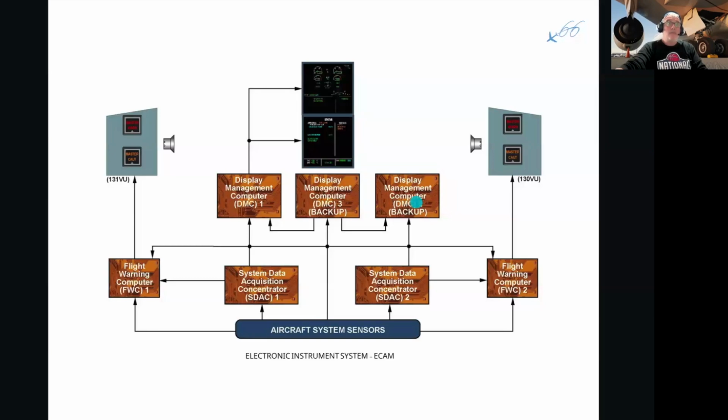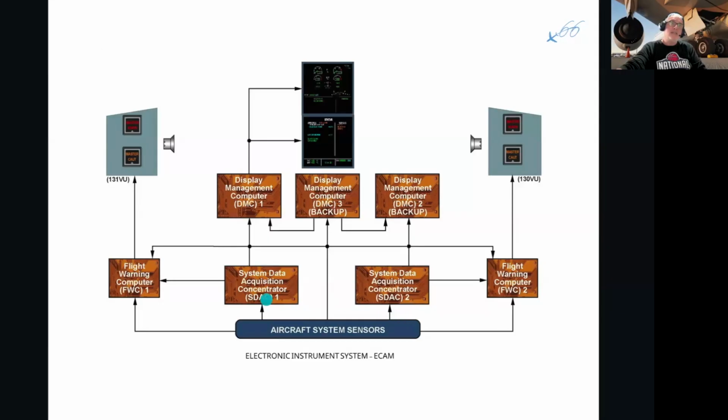We have the so-called symbol generators. We have 2 system data acquisition concentrators, SDACs. And what do they do? Well, they take all the information from the aircraft systems, sensors, airspeed information, altitude information, the time from satellites. All the information comes in various different kinds of units of measurement.